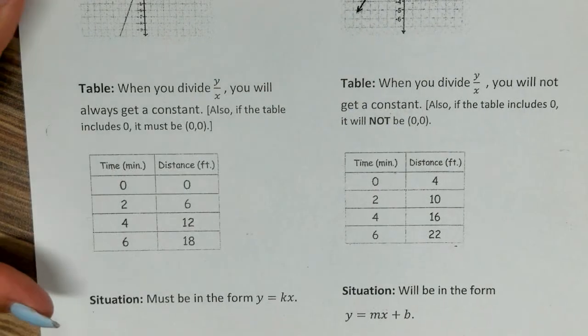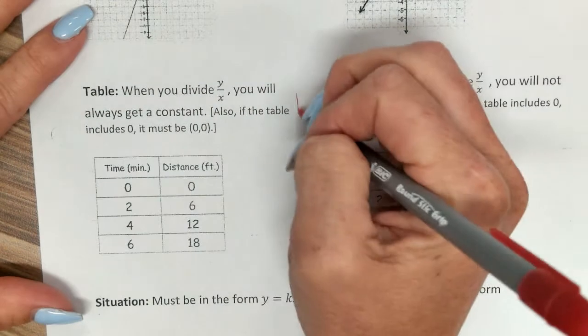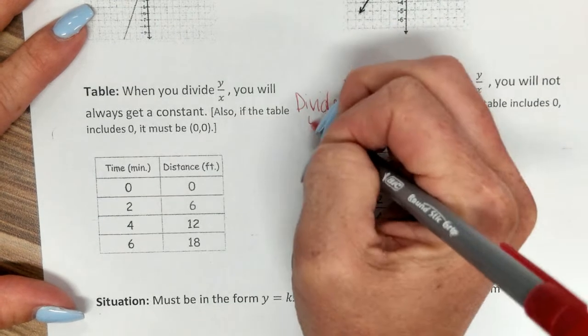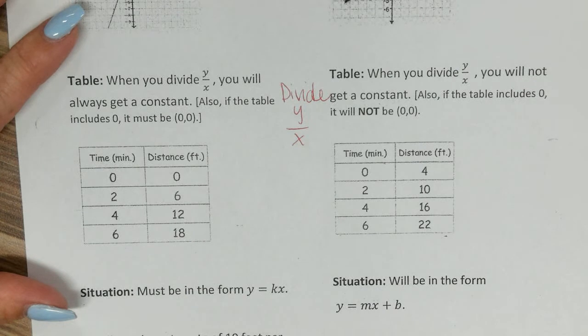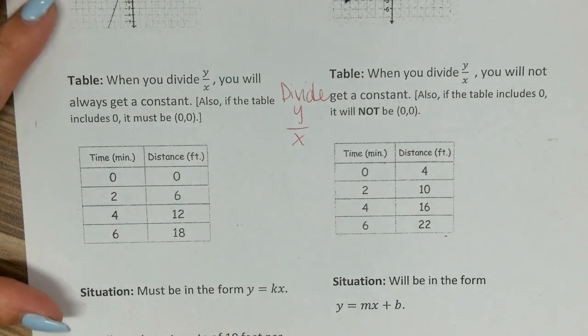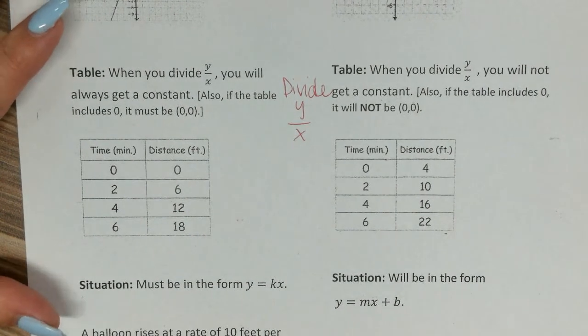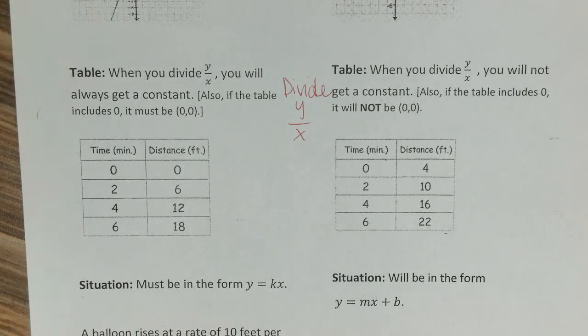The other way to tell if it's proportional is to divide. Y divided by x. Write that down. Divide y divided by x. If you divide y divided by x and you get the same answer all the way down, it's proportional.